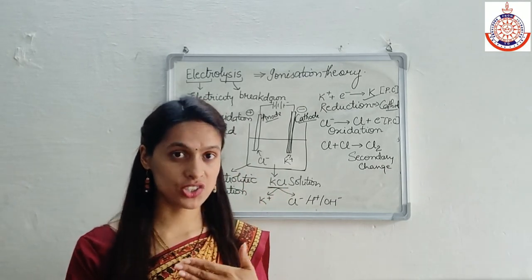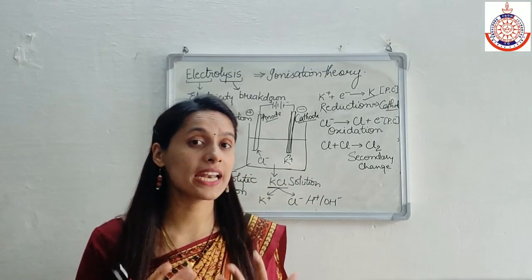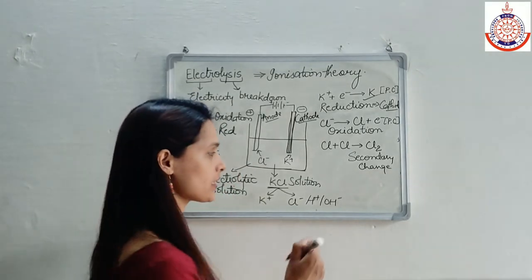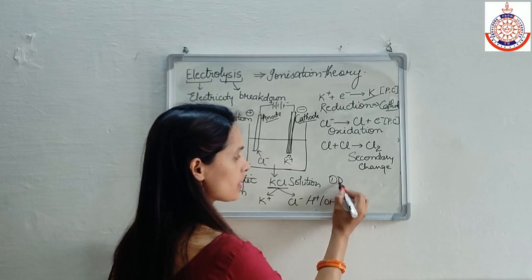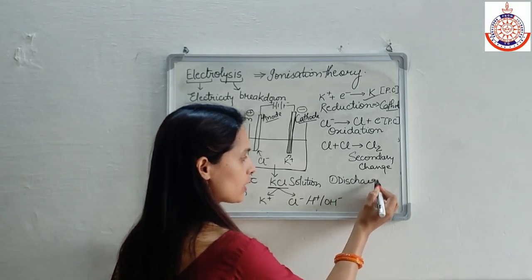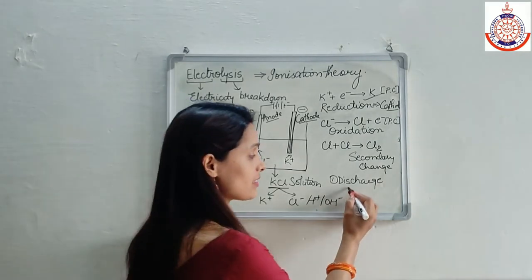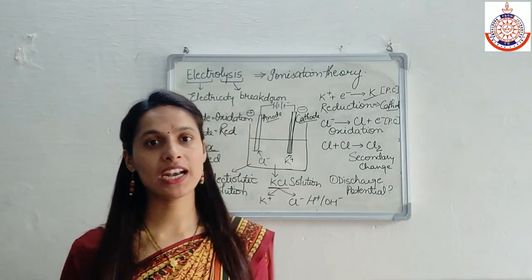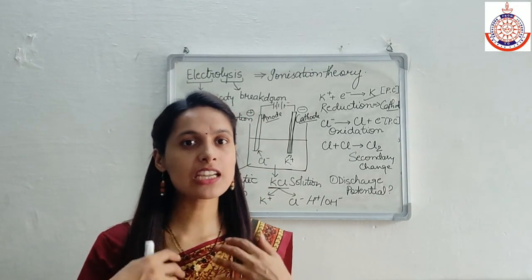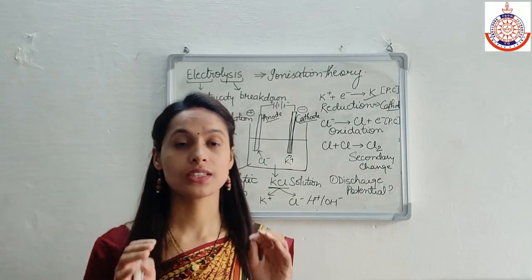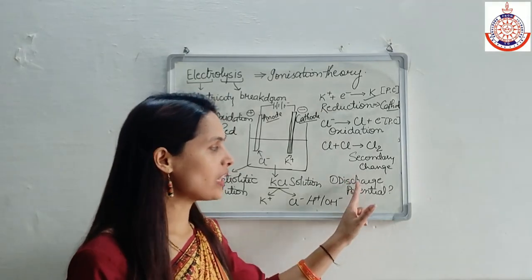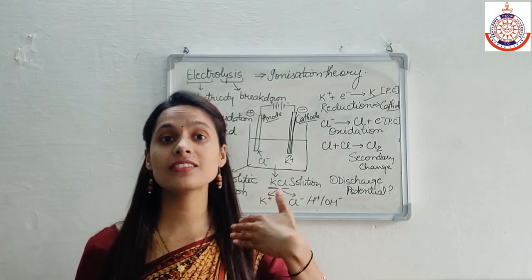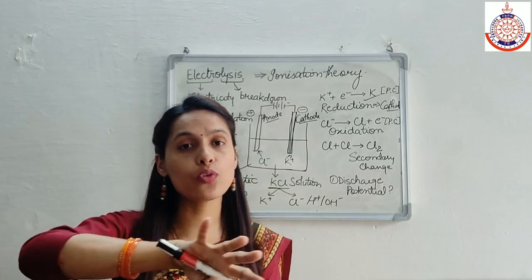Now, which anion will discharge at anode or which cation will discharge at cathode? It depends upon two factors. Now, what are those two factors? The first one is discharge potential. Now, what is discharge potential? Discharge potential is the ability of an ion to discharge, the ability of an ion to remove its charge. That is discharge potential.